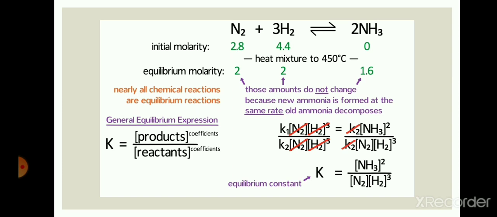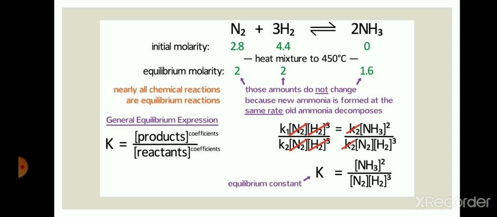The equilibrium expression of any reaction is that the equilibrium constant is equal to the molarity of the products raised to the power of their coefficients divided by the molarity of the reactants raised to the power of their coefficients. So let's calculate the equilibrium constant of the Haber process at 450 degrees Celsius.